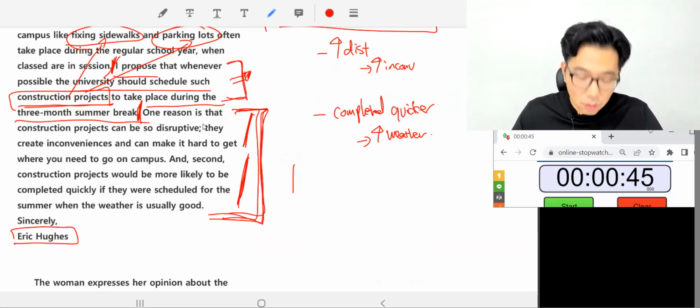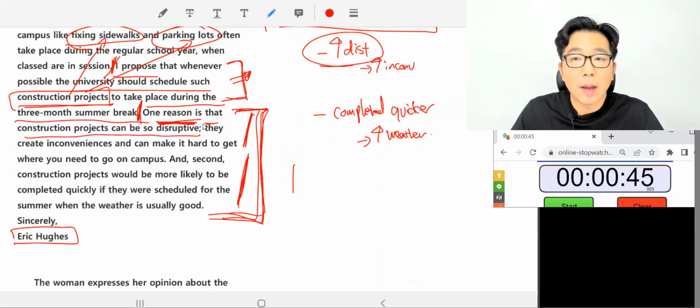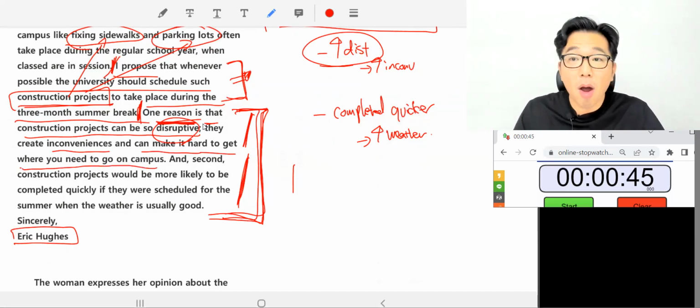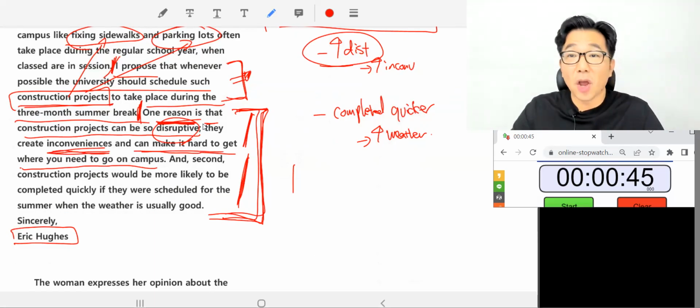Okay, all right, so one reason I propose it should be during the summer break is that construction projects can be very disruptive to students. What do you mean by that? They create inconveniences and can make it hard to get where you need to go, because it's fixing sidewalks or fixing parking lots. So students may feel inconvenienced and find it hard to get to where they need to go because there's construction going on, right?